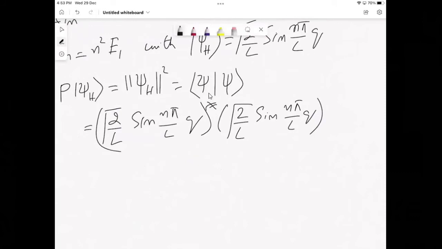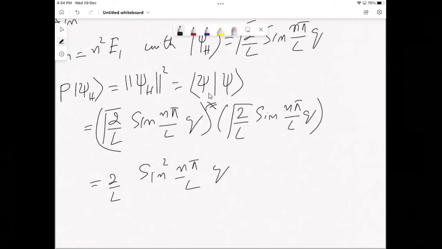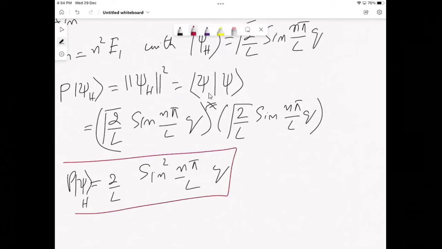So 2 over L, sine square of n pi x over L, this will be the probability of the Hamiltonian eigenstate.